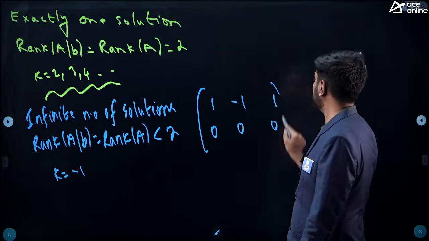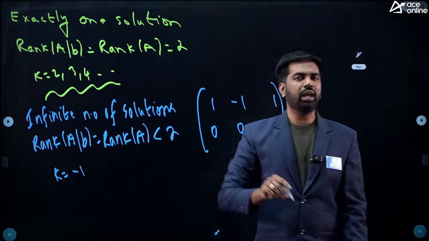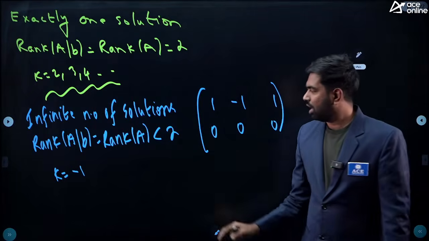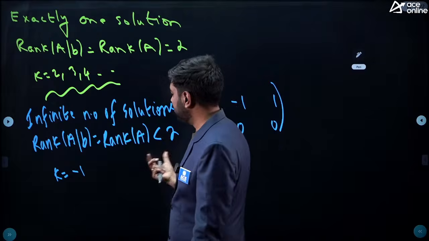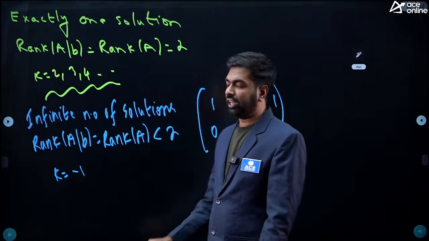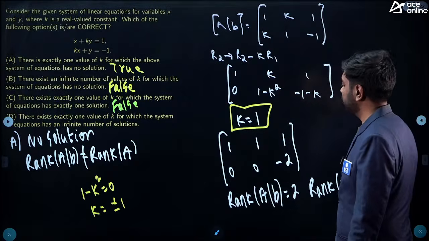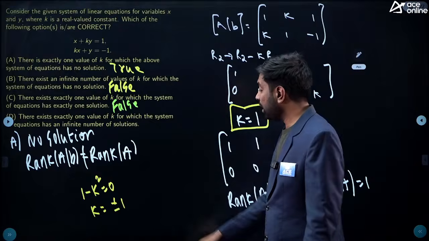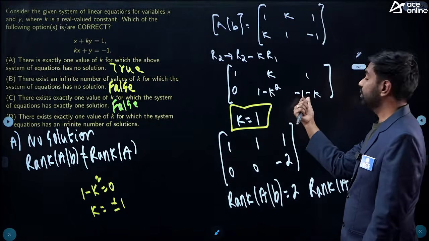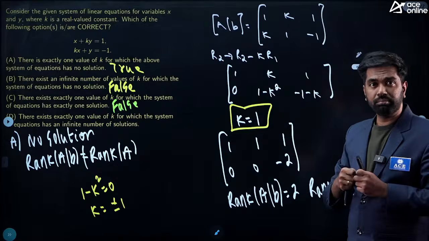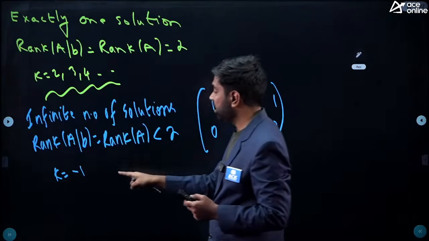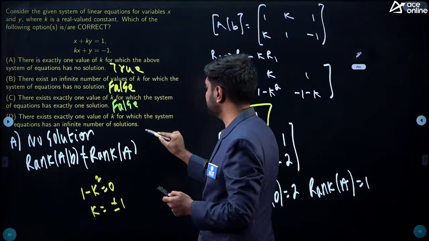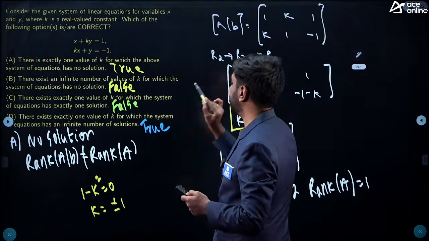Right. So this is a case where rank of AB is equal to rank of A, but it is equal to 1, which is less than the number of variables. How many values of k gave this? K equal to -1 is giving that. Any other values? No other values, because this is becoming 0 only for plus or -1, and when I put +1, this is 0 and this is non-zero, which is leading to no solution. So there is only one value of k, and that is k as -1, which can give you infinite number of solutions. This is a true statement.